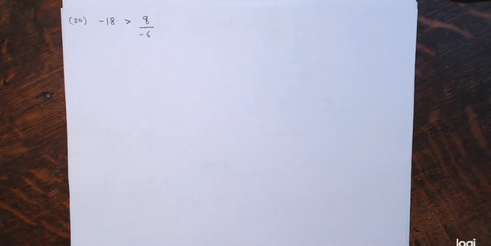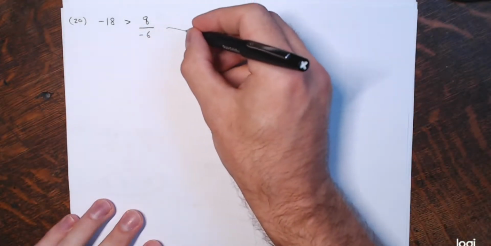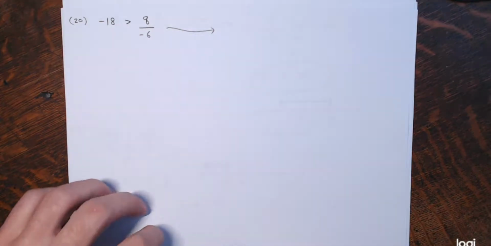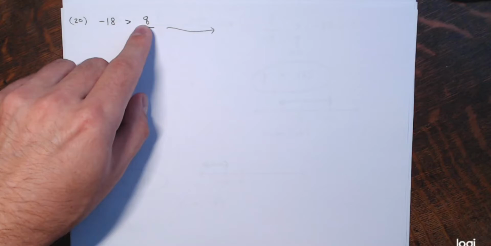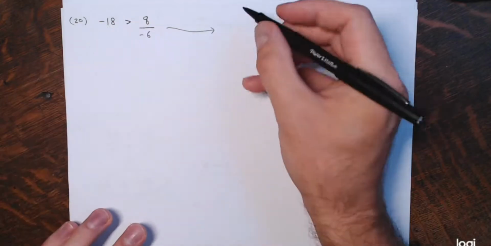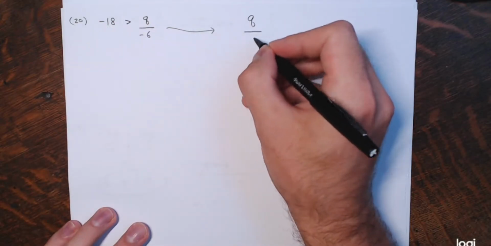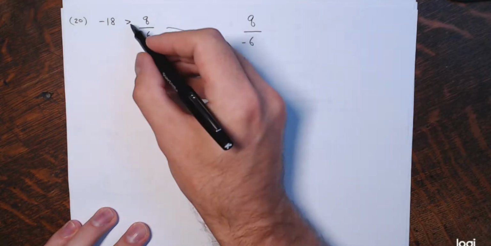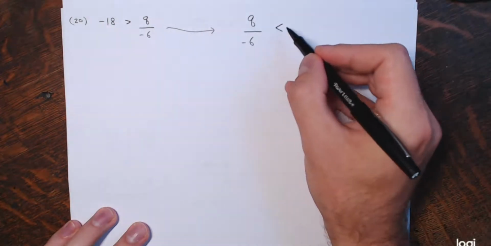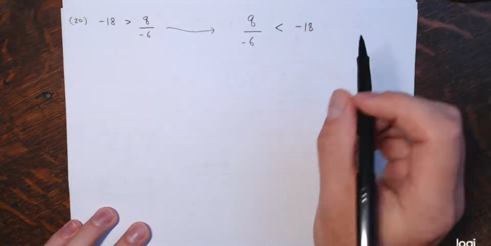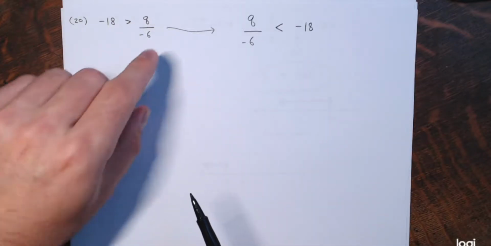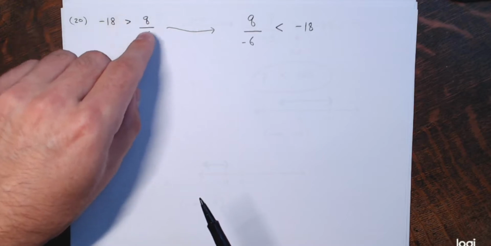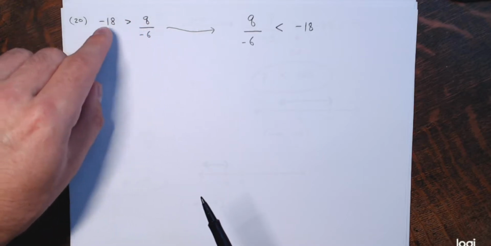All right, then my last example, example 20, is very similar to example 18. What I'm going to do is just like before, I'm going to switch sides, so that way my variable q is on the left. So I'll have q divided by negative 6 is less than negative 18. Right, don't forget that when I switch sides like that, the symbol's got to flip as well. Right, if you read this from right to left, it would be q divided by negative 6 is less than negative 18. That's why I've written it over here.